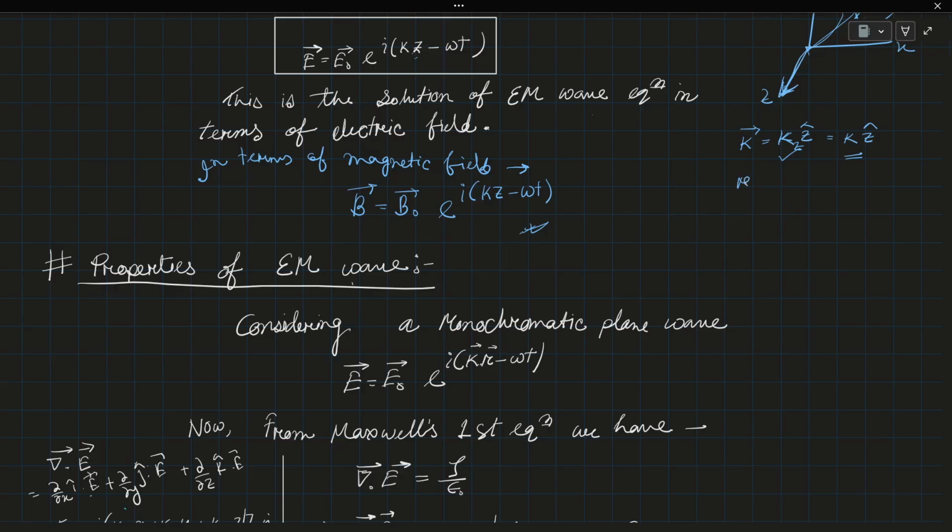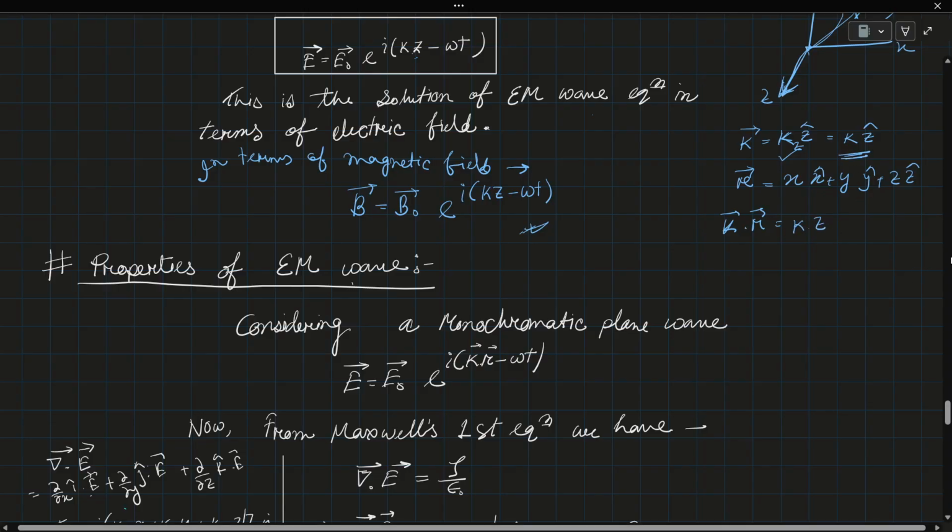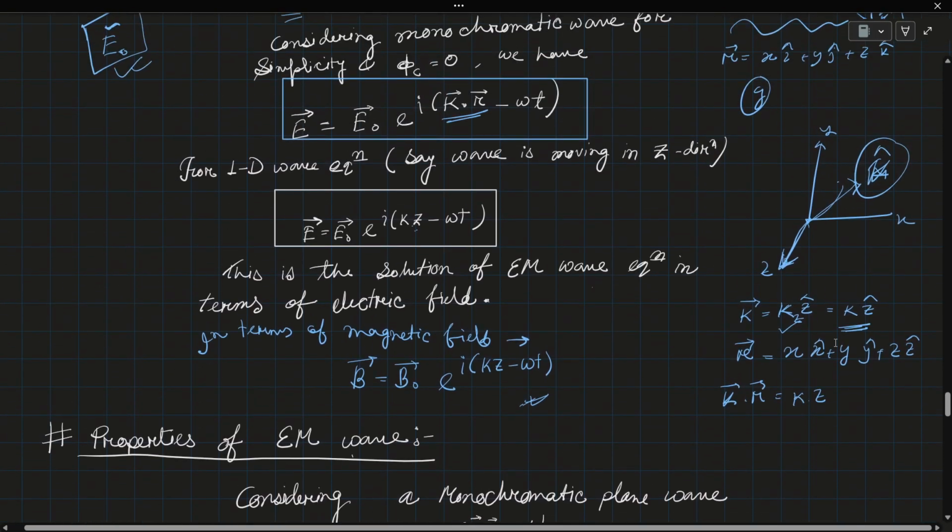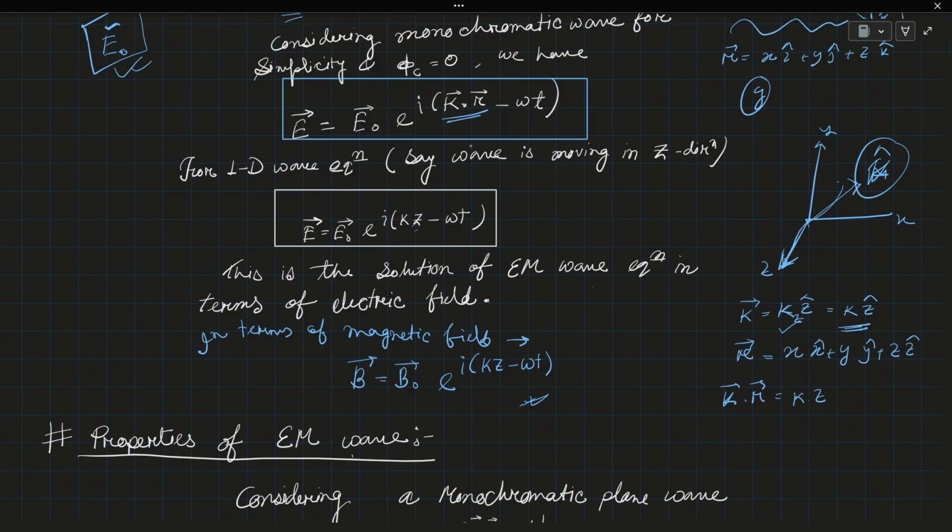Again, r is x cap plus y cap plus z cap, right? So on taking the dot product k dot r, since k has only the z component, we will get kz. So what I was writing here was this. This is how k dot r is replaced by kz if the wave is moving in the z direction.